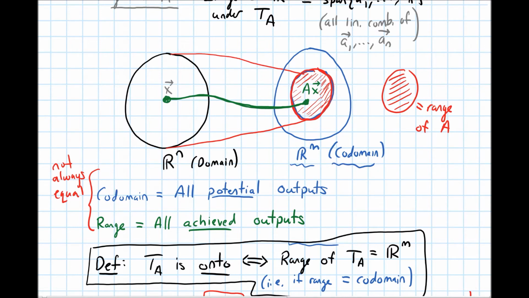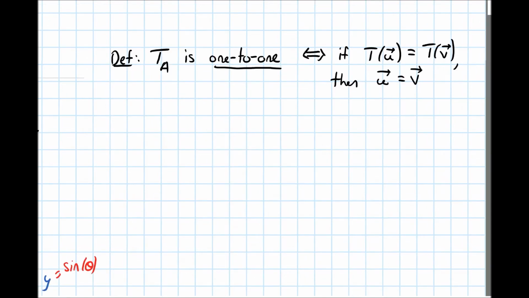Okay, so next let's define another term called one-to-one. I'm going to begin by stating the definition, and then I'll explain conceptually what this means. So a transformation T sub A is one-to-one if and only if, when T of U equals T of V, that implies that the vectors U and V are the same.